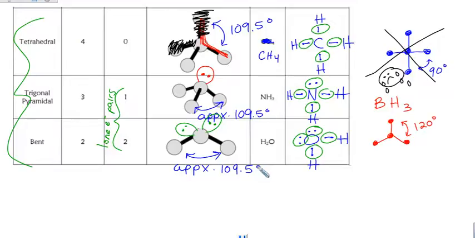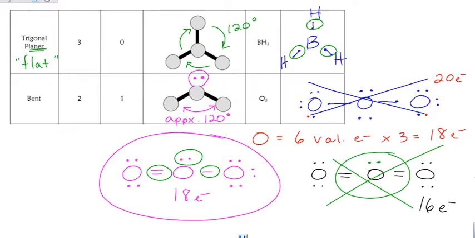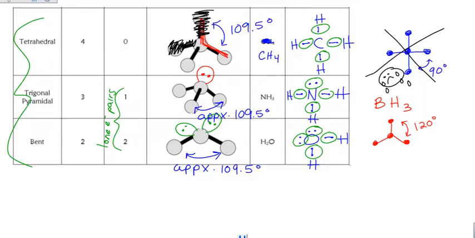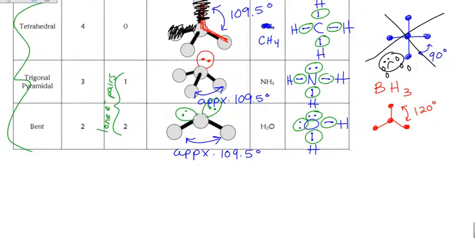But again, these angles are all based on a tetrahedron. That's what I want you to understand, that they're all very similar. So two lone pairs is a little bit more bent than one lone pair, but it's the same general structure. It's going to look very similar. So again, all of these are based on 4 electron regions around the center.